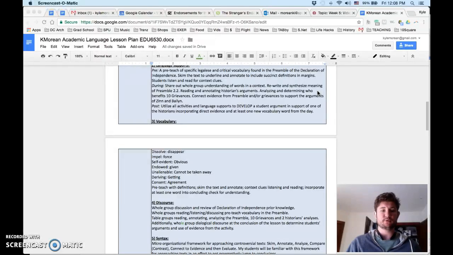So those language supports, I have the pre, during, and post outline. The pre will begin with the pre-teach of the specific legalese and critical vocabulary that are found in the preamble of the Declaration of Independence. So my task for the students will be ask them to skim the text and underline the 7 words that I have listed up on the board, and draw lines out to the margins from each of those words and include the 1 to 2 word definition that I have given them.